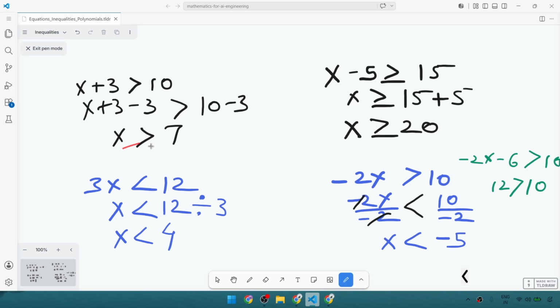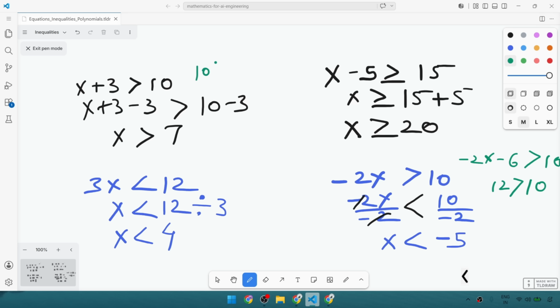Like here we got x is greater than 7. So here you can take any value which is greater than 7. So let's consider x is 10. If we put the value of x as 10, what are we going to get? We are going to get 10 plus 3 is greater than 10. So 13 is greater than 10.